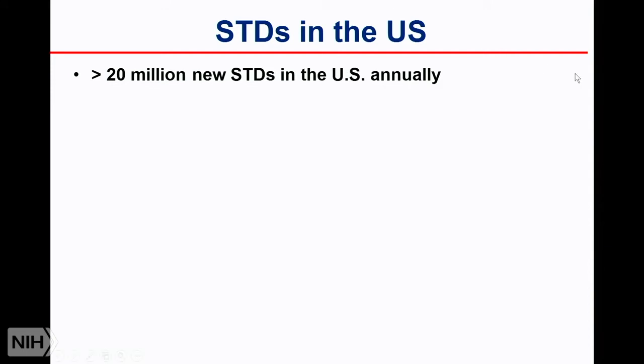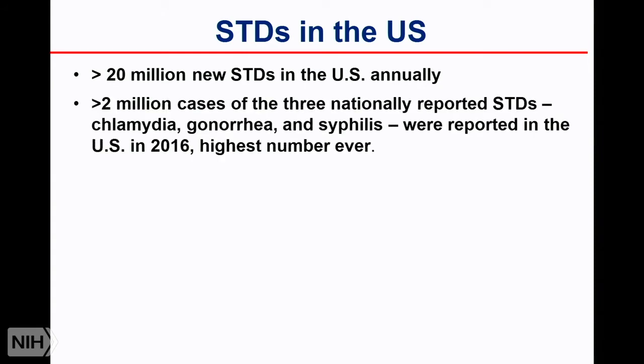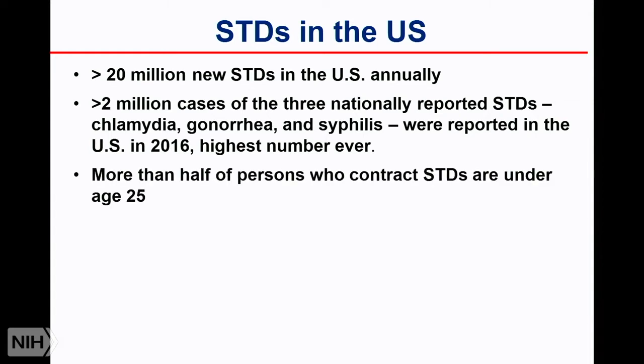But let's turn our attention to our country, the United States. Right now, it's estimated that on an annual basis, more than 20 million people will acquire both the bacterial and the viral STIs each year. 2 million cases of the three nationally reported STDs, chlamydia, gonorrhea, and syphilis, were reported in 2016. That is the highest number reported to CDC ever. So we are actually seeing rises, and that's what I want to spend most of my time on, really coming across and having an impact of what these diseases are doing.